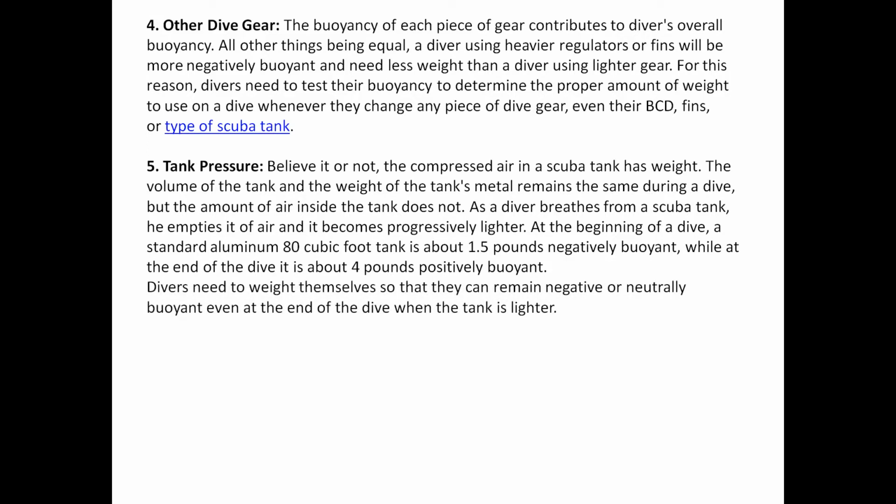Divers need to weight themselves so that they can remain negatively or neutrally buoyant even at the end of the dive when the tank is lighter.